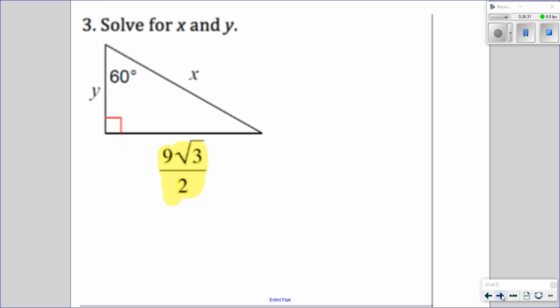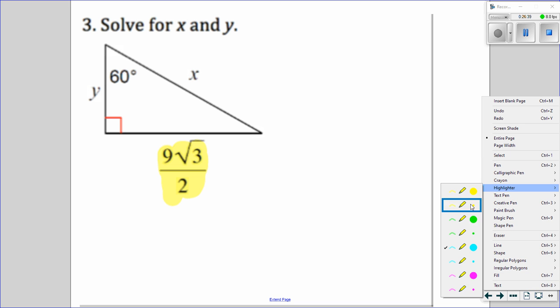Right, let's do one more. Again, we're solving for x and y. So what I'm going to do again, I'm just going to highlight.